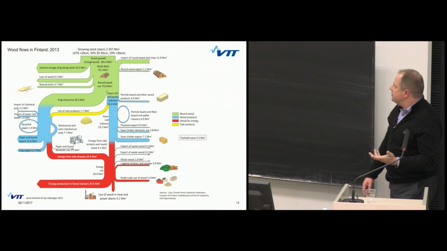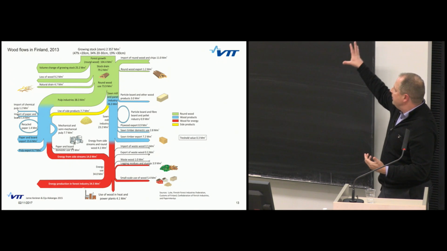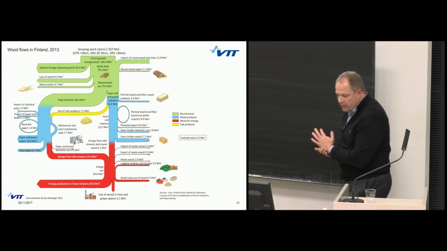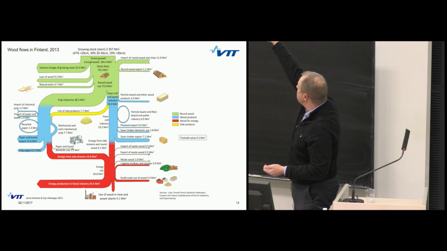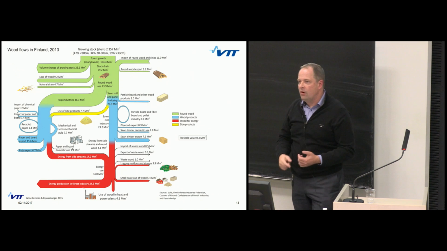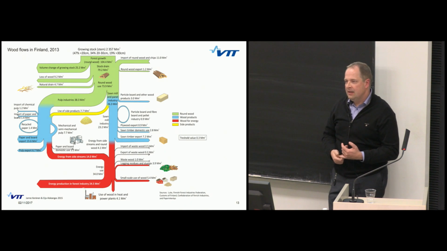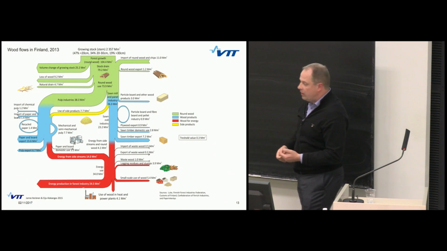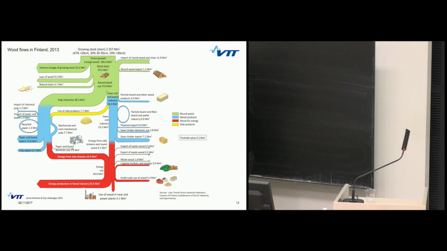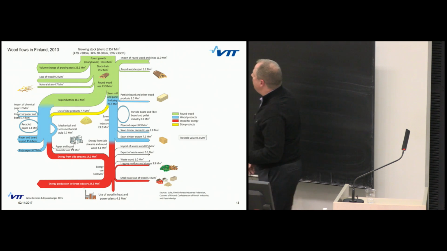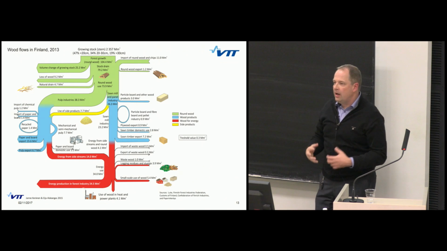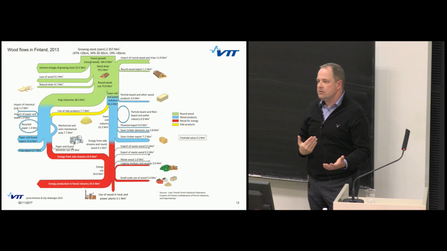This is just to give you an idea of the current situation when it comes to how we use wood, how much we use it for products and how much we use it for energy. A direct use for energy is actually quite small. It's here: how we actually use wood in heat and power plants. The major part is actually the energy production in the forest industry.